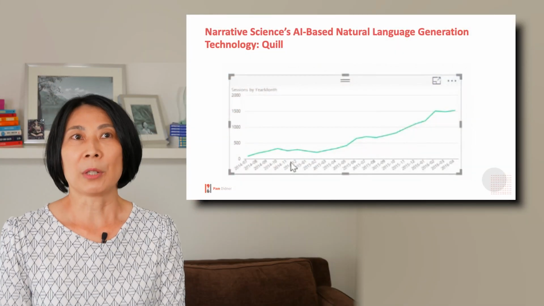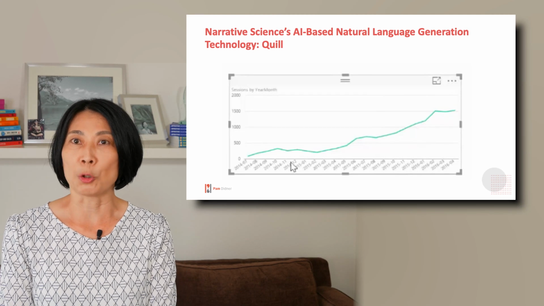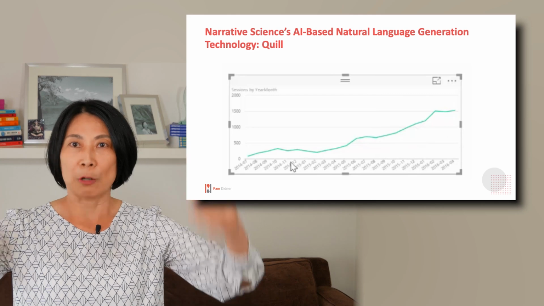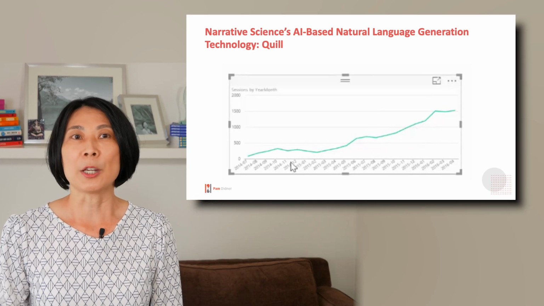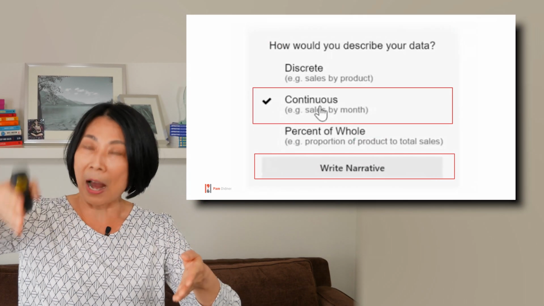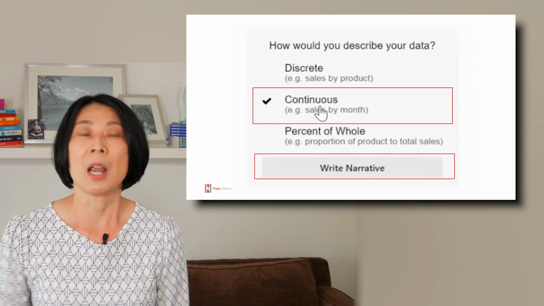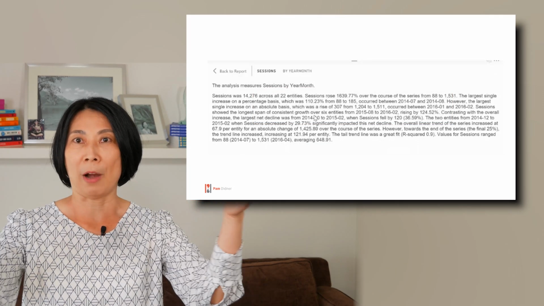This is one way of using AI to help marketers, writing content. Another one is doing research. And this is Narrative Science's AI-based natural language generation technology called Quill. You can actually enter this graph into their platform and their system, and you basically click on, okay, this is a graph that's a continuous graph. It shows the data over a period of time. You click on write narrative, boom, it will show you a paragraph.